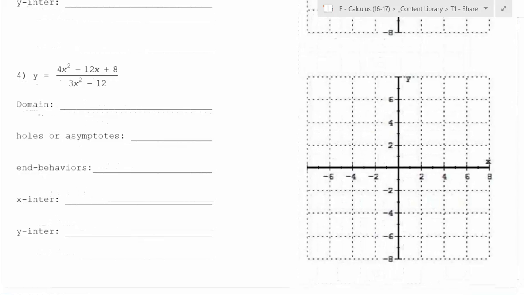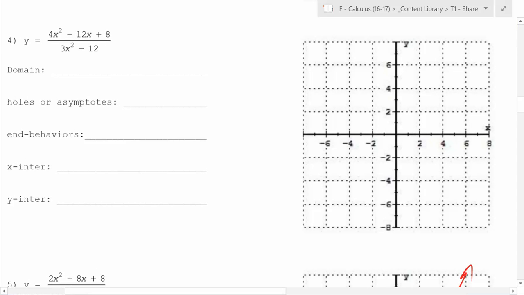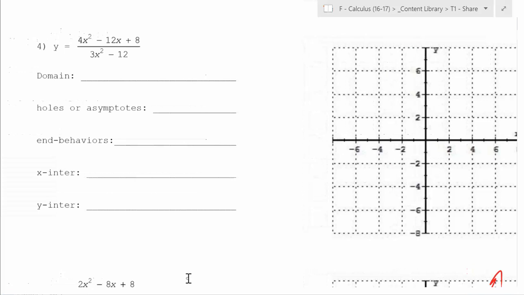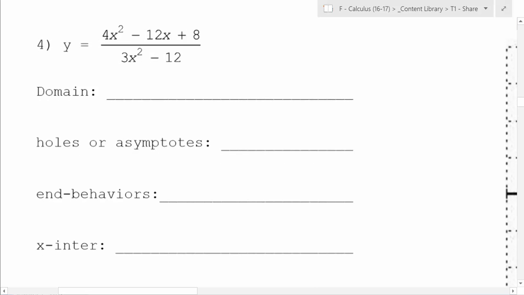Okay, by yourself, everybody. All by yourself. Try this one right here. What's the fully factored numerator? Can someone tell me the fully factored numerator? Who wants to volunteer? 4 and then in parentheses, x minus 2 and x minus 1.